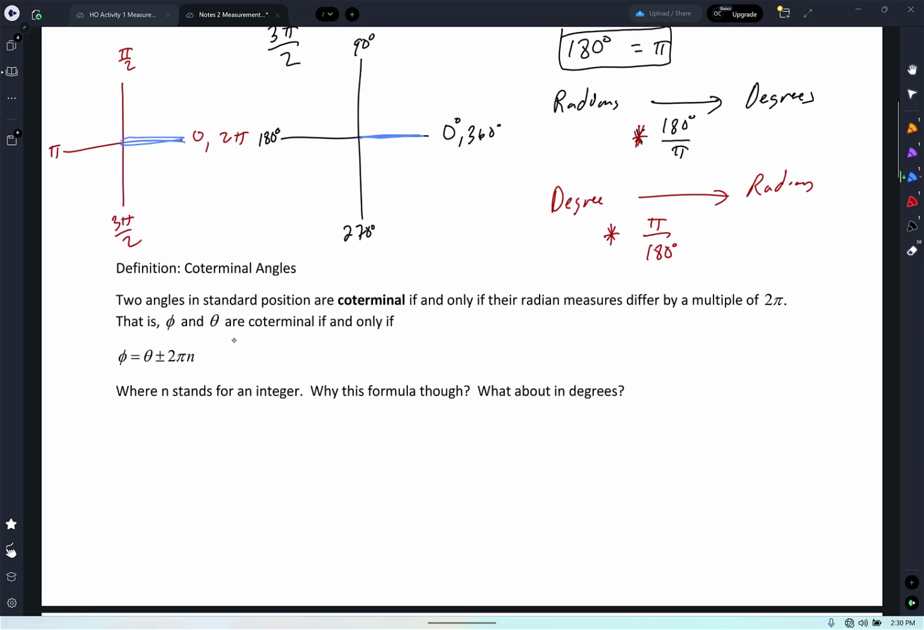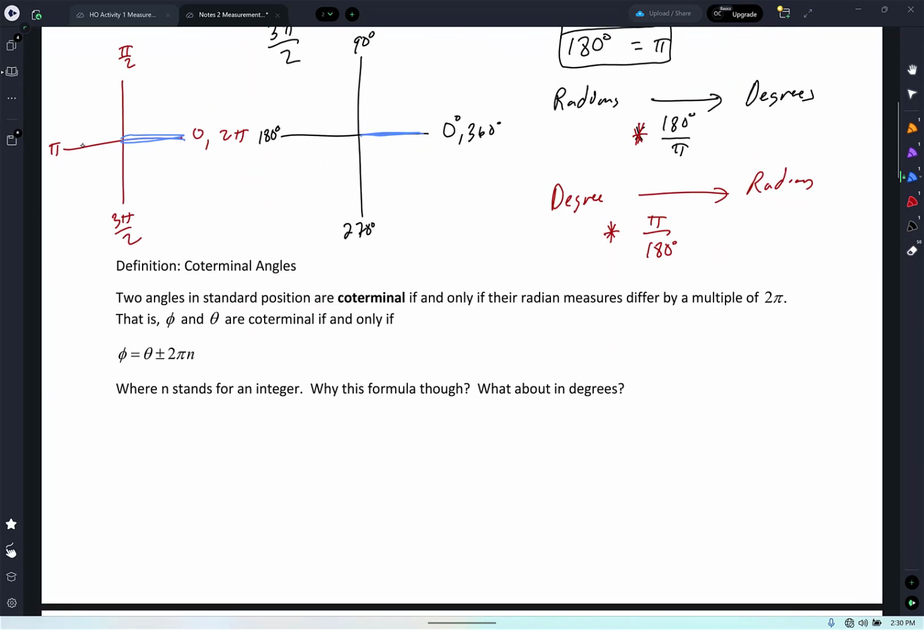And it says, this is a definition, or this is like a formula, but I don't want you guys to be a robot. So let's talk about it. Two angles in standard position are coterminal. We'll talk about what that means. If and only if the radian measure differs by a multiple of 2 pi if you're in radians, or 360 if you're in degrees. So put 360 and put if degrees.